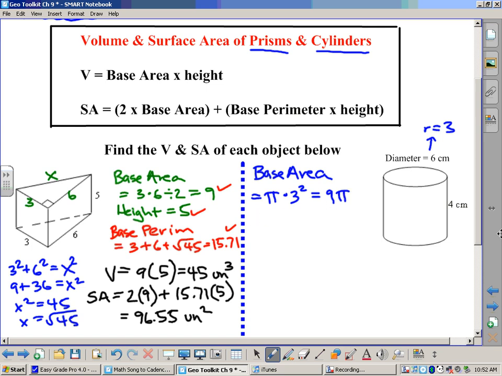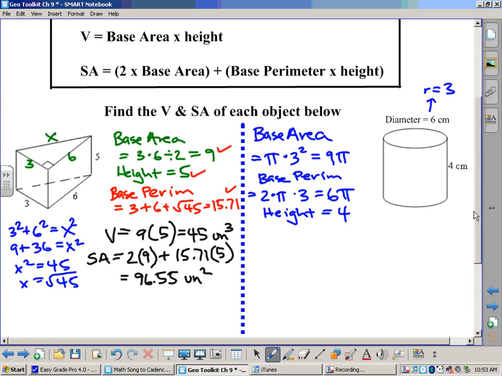Also, if we want to find the base perimeter, let's write that out here, that would be simply the perimeter of a circle. Well, how do you find the perimeter of a circle? Well, it's the circumference. So that would be 2 times pi times your radius. Well, the radius is 3. 2 times 3 is 6, so it ends up being 6 pi. And finally, our height of the cylinder is 4 centimeters. And we'll worry about the units later here.